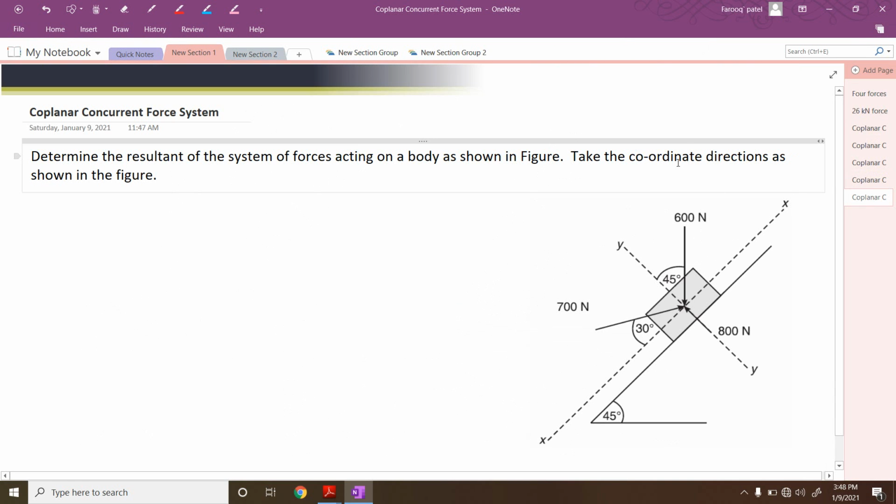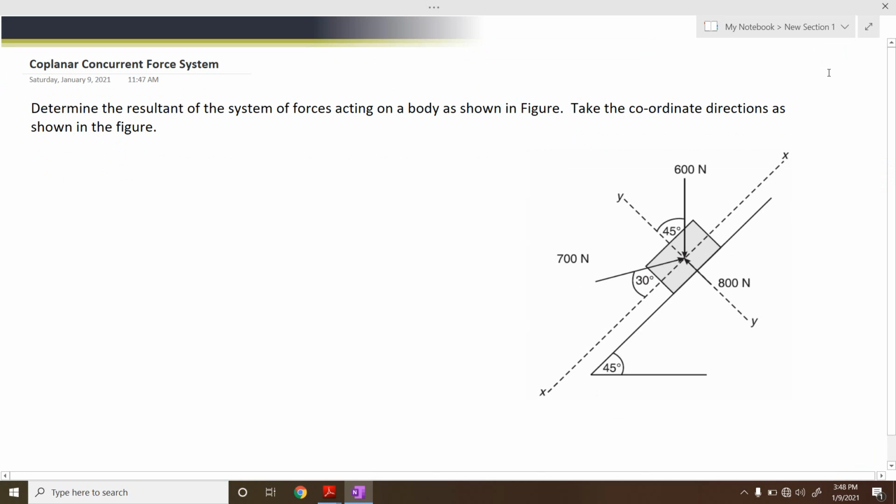So in this problem, again we'll try to determine the resultant of the system of forces acting on a body as shown in the figure. We have one body which is resting on an inclined plane. So we have to determine the resultant of the system of forces. Another thing they have given is to take the coordinate directions as shown in the figure.